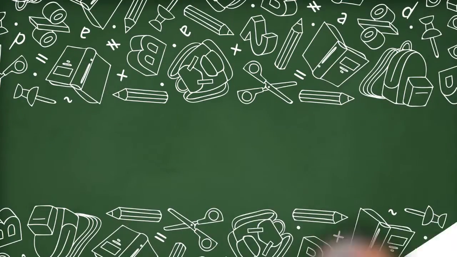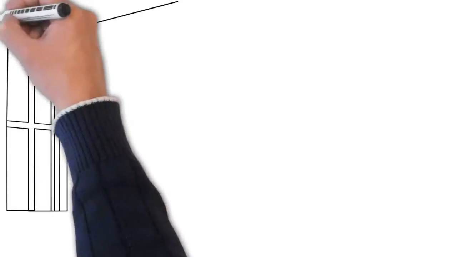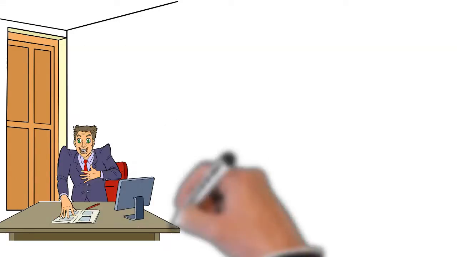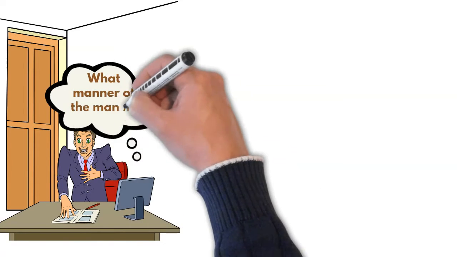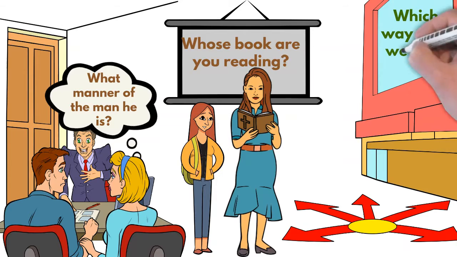Fifth type of adjectives is interrogative adjectives. Let's see these sentences or examples. What manner of man he is? Whose book are you reading? Which way shall we go?